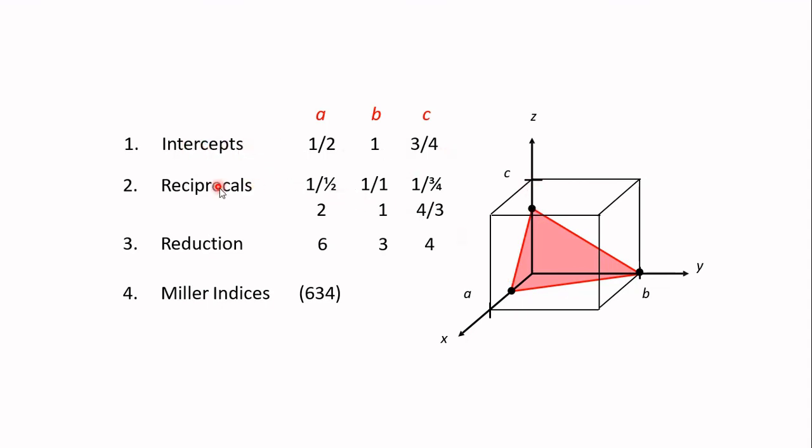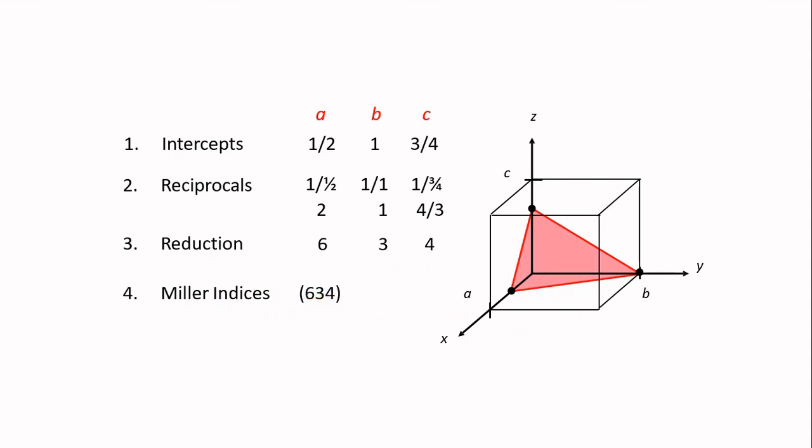Then you take the reciprocals of the intercepts. 1 divided by half is 2, 1 divided by 1 is 1 itself, and 1 over 3 by 4 is 4 by 3. Here we have a fraction, so we have to convert it into whole numbers. You just multiply all three values by 3, and we get 6, 3 and 4. So the Miller indices for this plane will be (6 3 4).